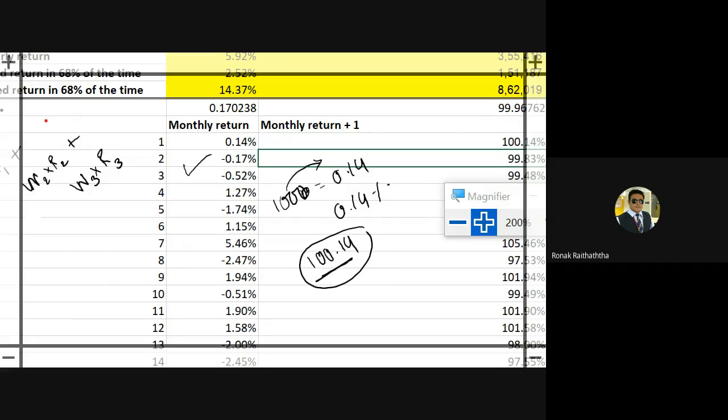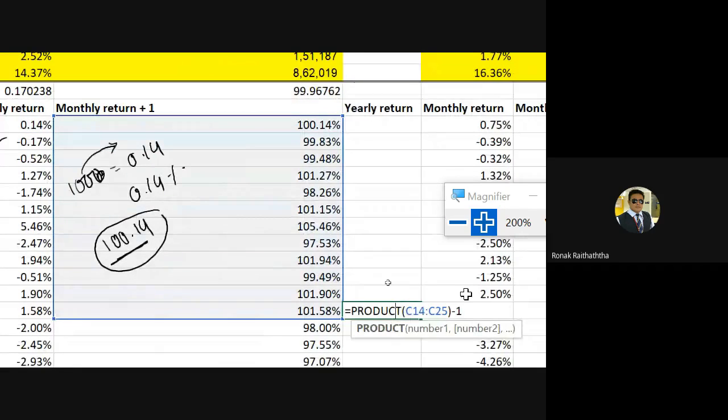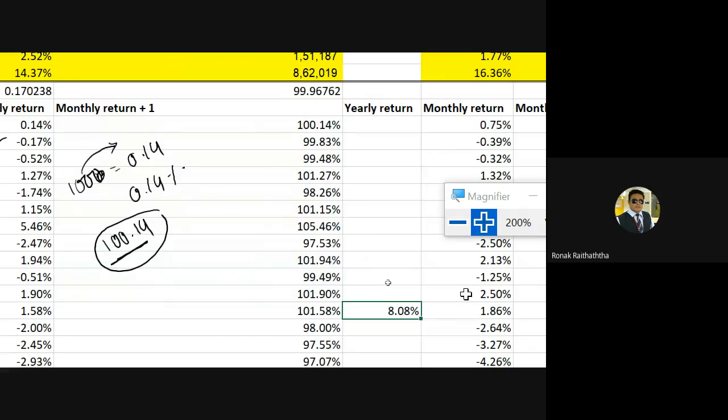So what we had done, we had added 1 to each and every monthly return. And here we had applied the product, which was the multiplication of all the returns. And from there we had done minus 1. So we got the return of 8.8 percentage, which was yearly in nature, which also had taken the compounding effect into account. Return of the first month and return of the second month are not the same. You must be aware about it. I hope you are aware about it.